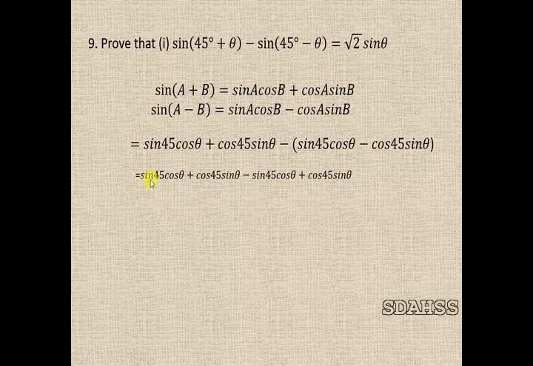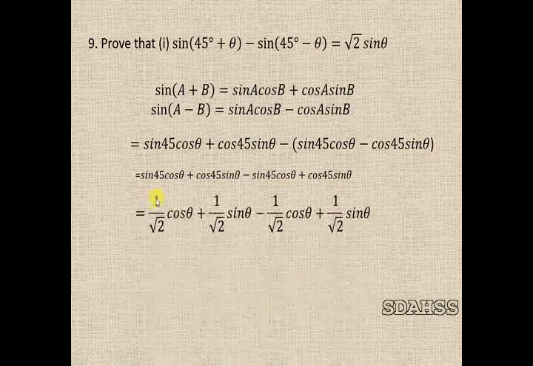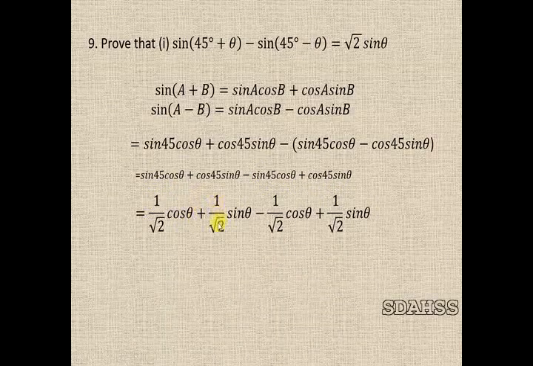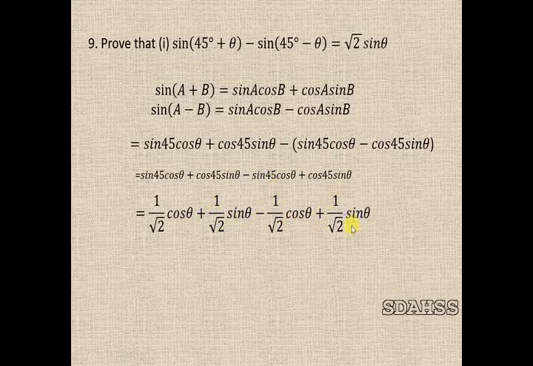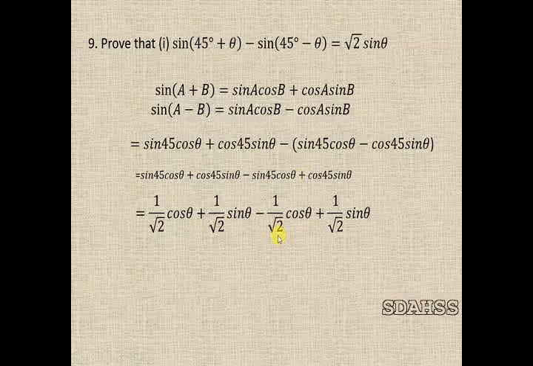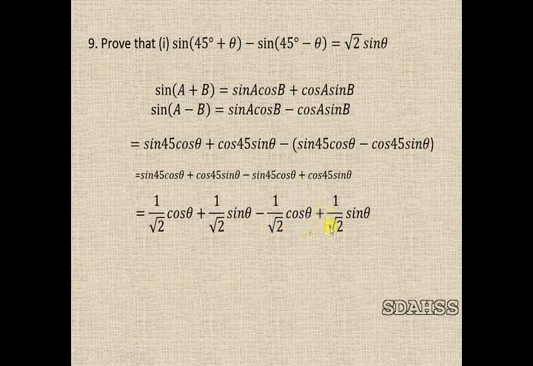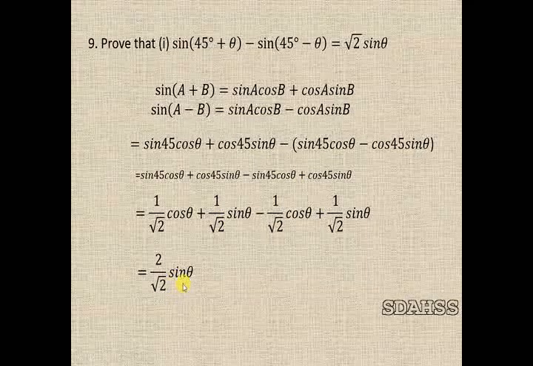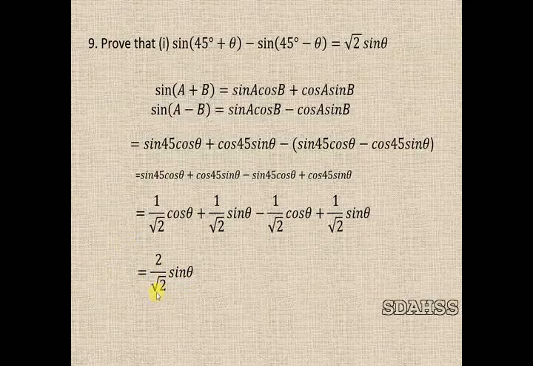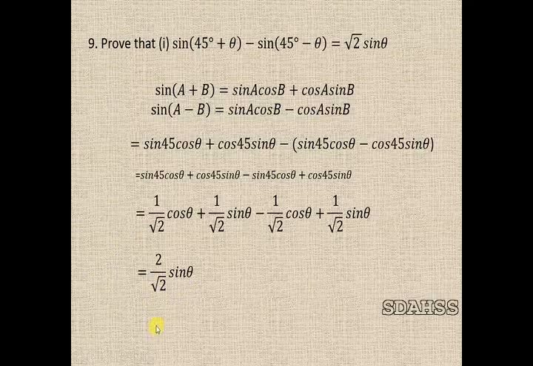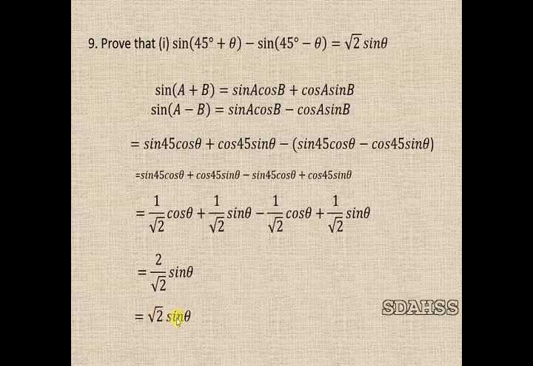Substitute the values. Sin 45 is equal to 1/√2. 1/√2 cos θ + cos 45 is also 1/√2 sin θ − 1/√2 cos θ + 1/√2 sin θ. Plus 1/√2 cos θ minus 1/√2 cos θ cancel. So remaining you have 1/√2 sin θ + 1/√2 sin θ. So this becomes 2/√2 sin θ. 2 can be written as √2 into √2. One √2 cancels. So remaining you have √2 sin θ.